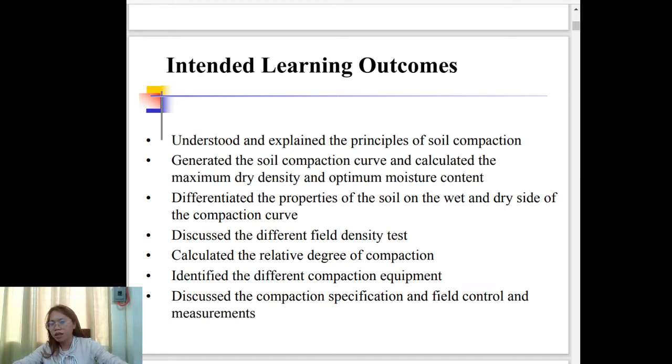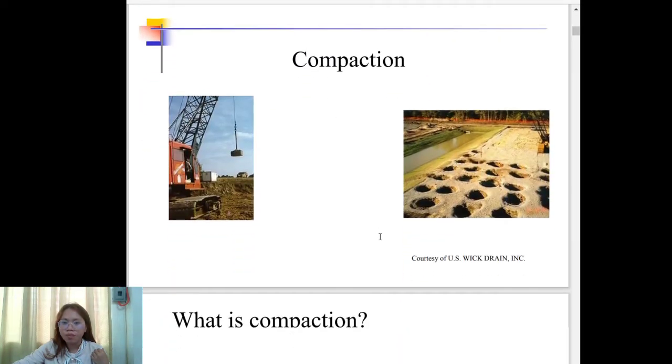Intended learning outcomes: at the end of the lecture, or when this topic is finished, students understood and explained the principles of soil compaction, generated the soil compaction curve, and calculated the maximum dry density and optimum moisture content, differentiated the properties of the soil on the wet and dry side of the compaction curve, discussed the different field density tests, calculated the relative degree of compaction, identified the different compaction equipment, and discussed the compaction specification and field control measurements.